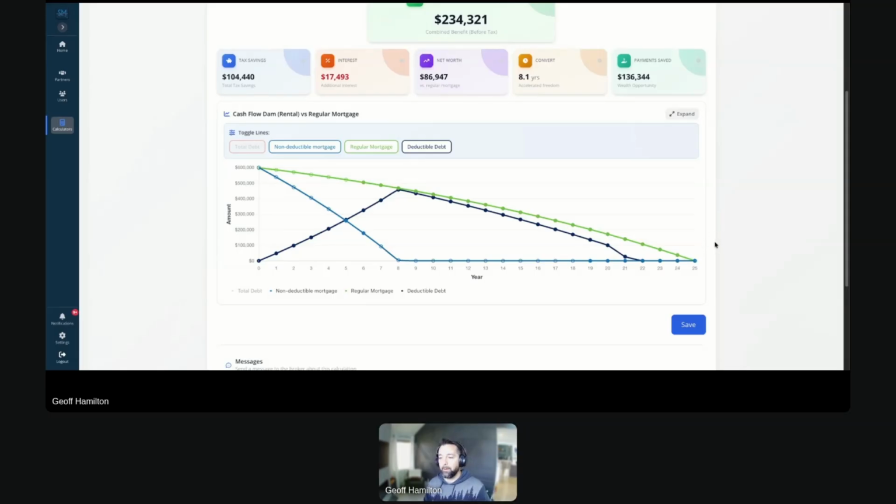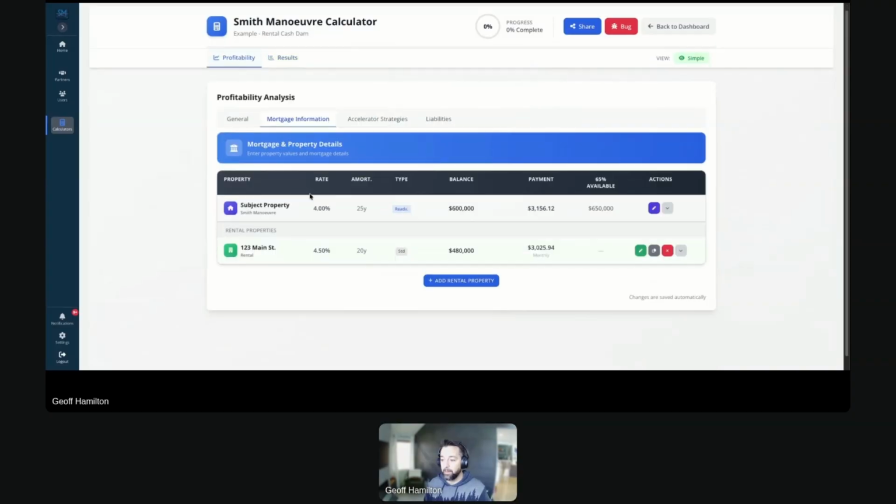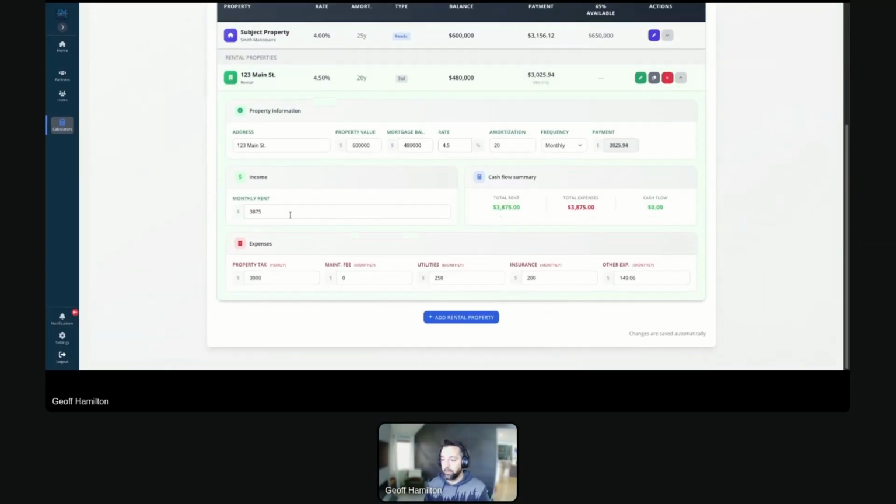But what if we had a rental surplus and we wanted to increase our long-term wealth? Let's look at what we can do there. So we'll go to our rental property and just say our expenses are less. Let's say our property tax is only 2,000 a year. That makes us only 83, and we'll just lower these to make it profitable for us here. Insurance is only 150, and then we'll just put this at 100.